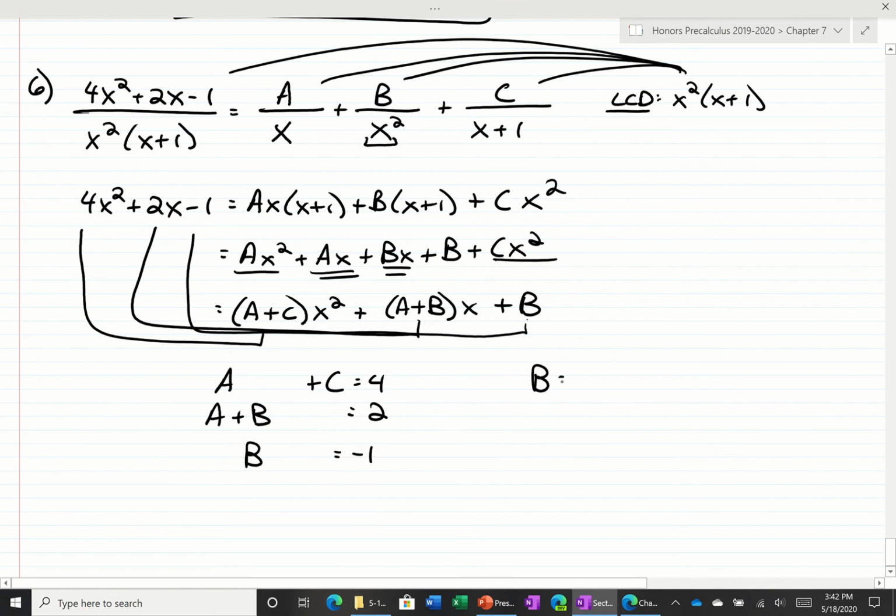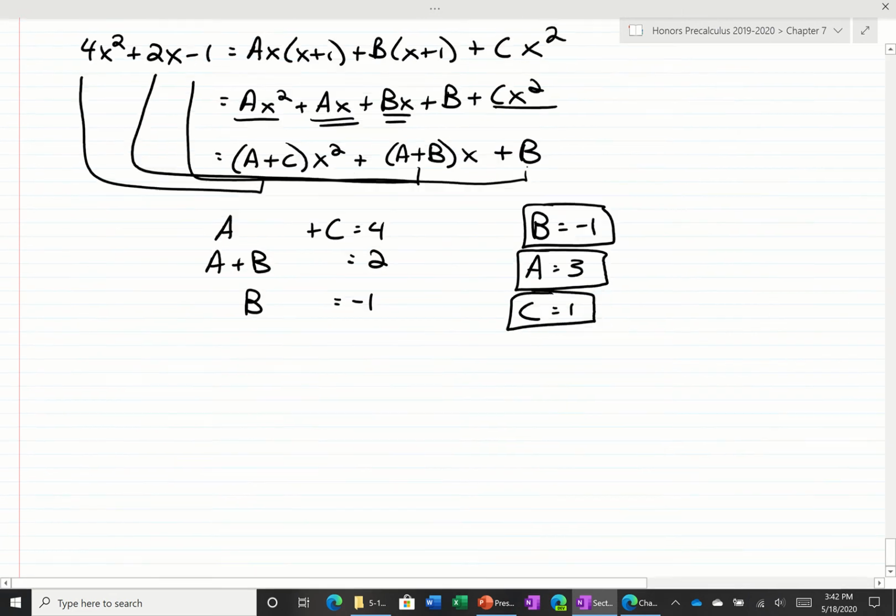Alright, so if B is negative 1, plug that in and get A is 3. And if we plug that in, C would just be 1. And then we could just write our decomposition there. Okay, one more, number 7.